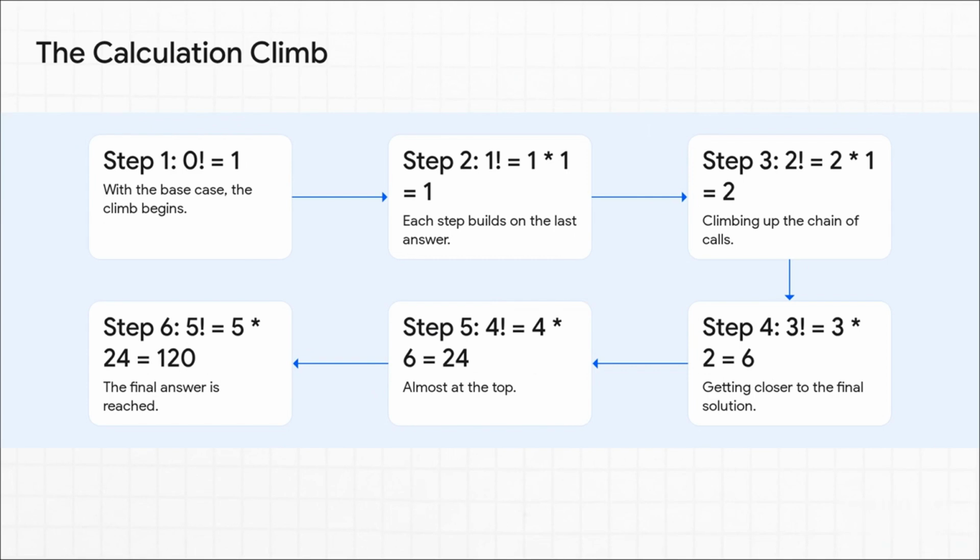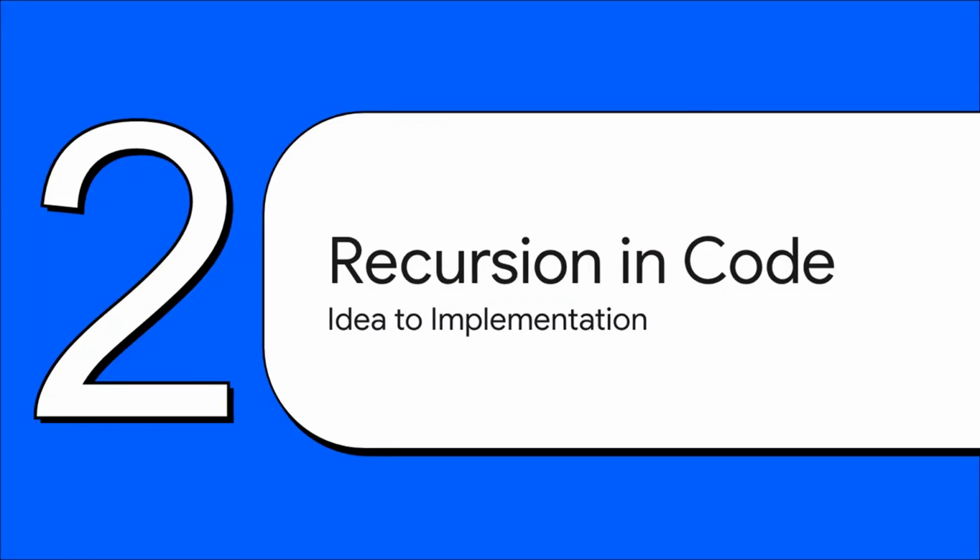Because we know for a fact that 0 factorial is 1, we can now answer the previous question. What's 1 factorial? Well, it's 1. And with that answer, boom, we can solve for 2 factorial. And we use that result to solve for 3 factorial. We're just climbing back up that ladder of questions, carrying the answer with us, until we finally get back to the top with the solution to our original problem. 5 factorial is 120.